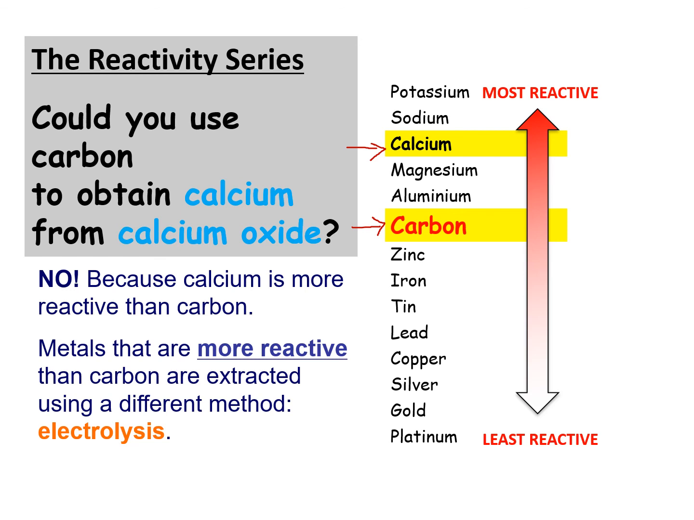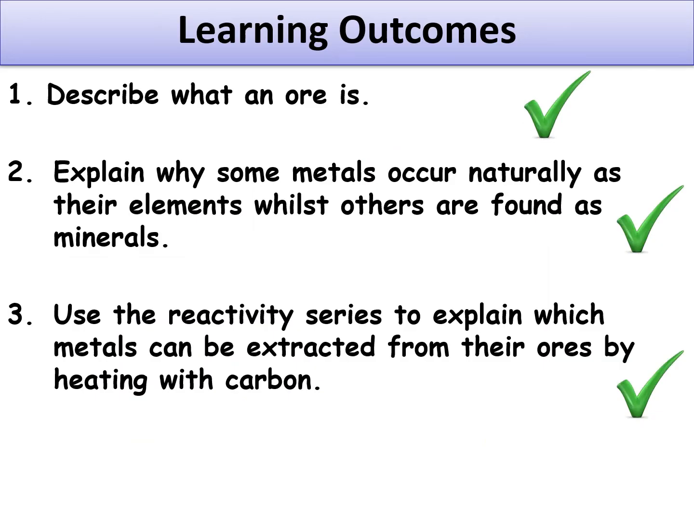Okay, so enough for today. Lots of new information today. But I think we've done everything we set out to do. I think we've described what an ore is. I think we've explained why some metals occur naturally as their elements, whilst others are found as minerals. And we've used the reactivity series to explain which metals can be extracted from their ores by heating with carbon. So remember, it's the metals which are beneath or below carbon on the reactivity series that can be extracted in the way that we've described today.